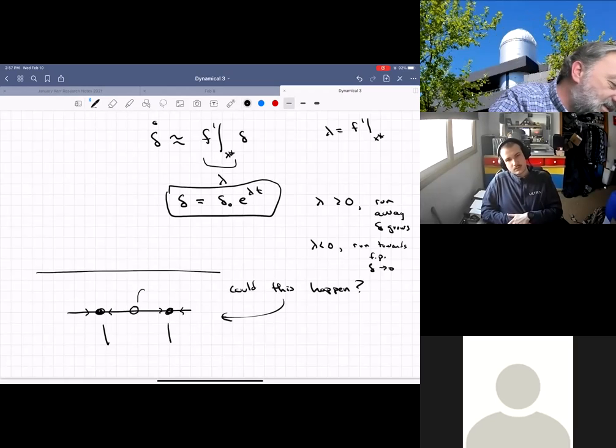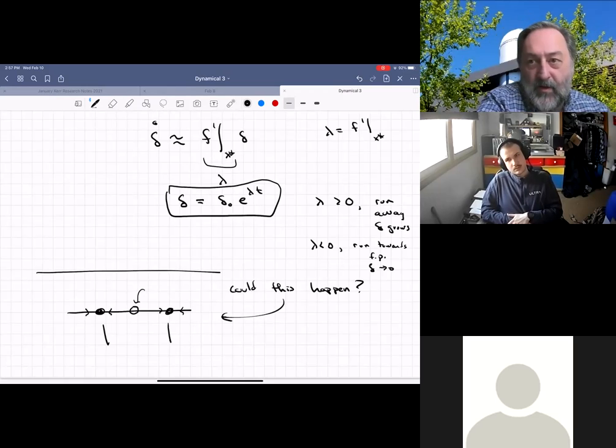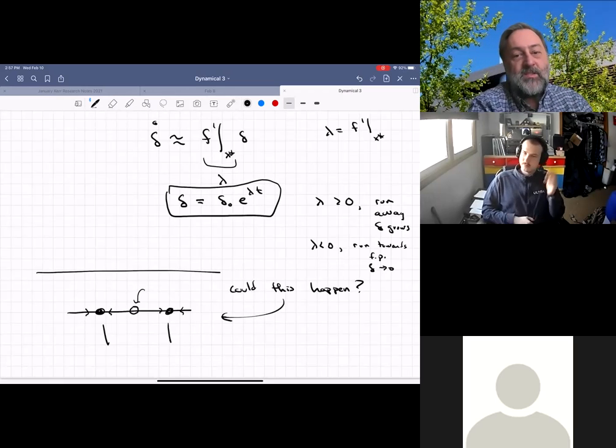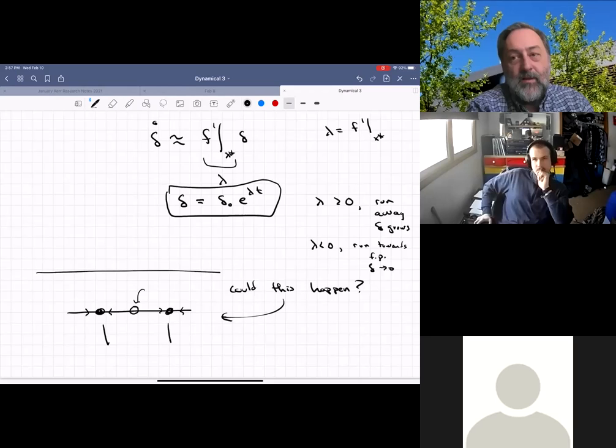If there's not this unstable fixed point in the middle, then I couldn't have two stable fixed points next to each other in one dimension. If I let myself have more than one dimension, then I can maybe get away with it because I could maybe get off the axis somehow. But even then, I'm not going to be able to get away with that.